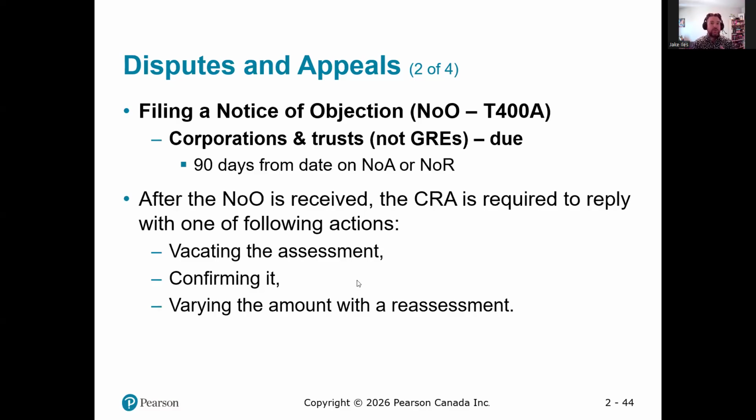Confirming it is formally saying, we've seen your objection, no, we think you're applying those credits incorrectly. We stand by our decision to remove them. Or they can vary the amount with a reassessment. So they say, you've given more information, and that explains some of the deductions you've taken. We've reinstituted them, but not all of them, so we are still leaving off most of what our reassessment claimed. So basically, they can agree with your objection, deny your objection, or just use your objection to modify the reassessment slightly. So yes, no, maybe.